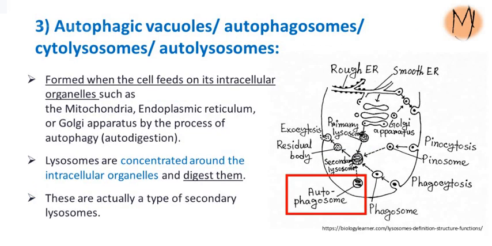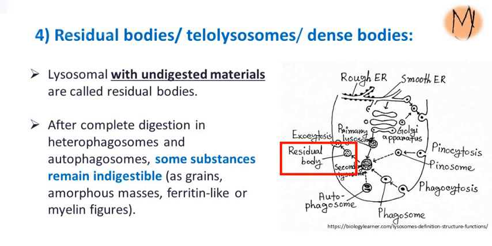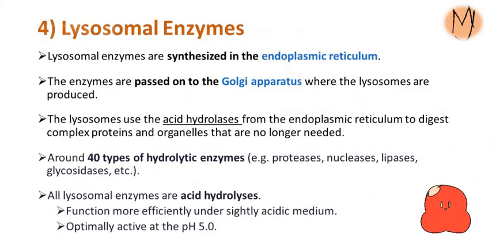Autophagic vacuoles are also called autophagosomes or cytolysosomes or apolysosomes. These are formed when the cell feeds on its intracellular organelles such as the mitochondria, endoplasmic reticulum, or Golgi apparatus by the process of autophagy, or autodigestion. Lysosomes are concentrated around the intracellular organelles and digest them. These are actually a type of secondary lysosomes. Fourth type is residual bodies, which are also called telolysosomes or dense bodies. Lysosomes with undigested materials are called residual bodies. After complete digestion in heterophagosomes and autophagosomes, some substances remain as indigestible grains or amorphous masses or ferritin-like or myelin figures. Now let's get to know about lysosomal enzymes.